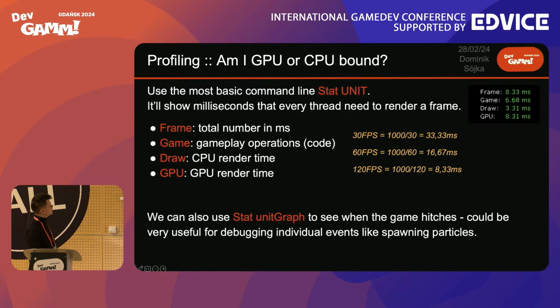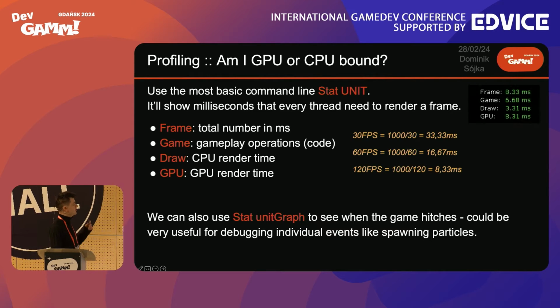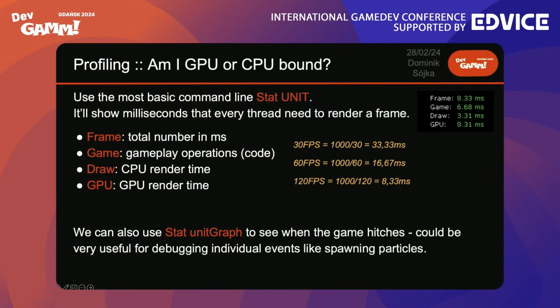So the game thread, basically, is all the gameplay operations, so everything that you have in the blueprints and C++ or any script language that you use is going to be here. The draw is a thread where the CPU prepares the frame for the GPU. And of course, the last one is the GPU thread: all the calculations that need to be done on the graphics card.